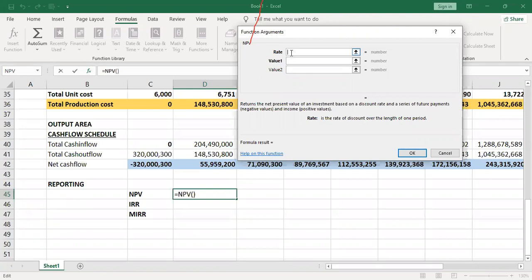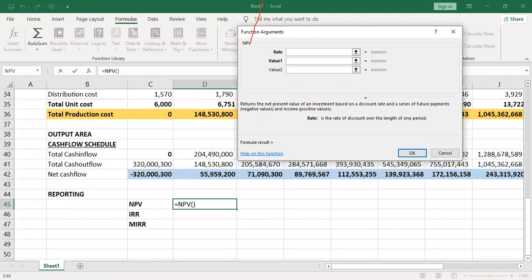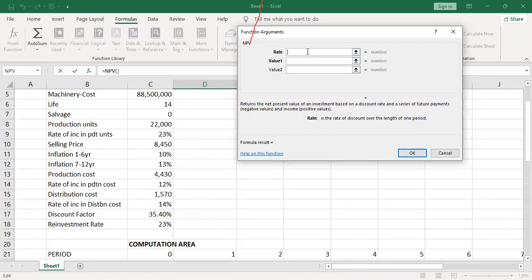Yes, sir. Rate. Now the rate is the discount factor, or the cost of capital. So for rate, go to the input area and click on the discount factor, which is 35.4. Are you there, coordinator? Yes, sir.